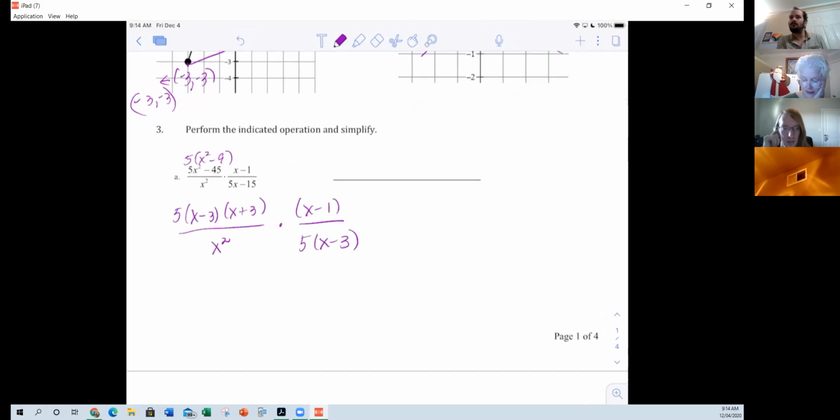Now you can cancel any numerator factor with any denominator factor. So I can cancel these x minus 3s, and I can cancel the 5. So I am left with x plus 3 times x minus 1 over x squared.